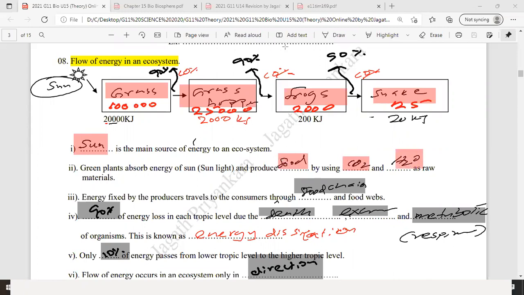Shall I erase this? Anyone still copying down? Done, right? Okay, I'll erase this.